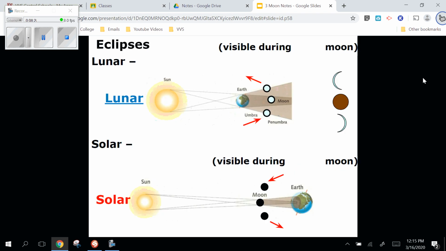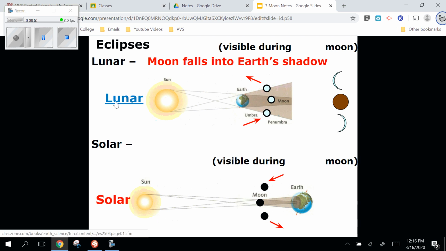All right, eclipses. An eclipse is when light is blocked. A lunar eclipse is when the moon falls into Earth's shadow. Just like you cast a shadow on the ground when the sun is out, the Earth casts a shadow out into space. And as the moon is going around the Earth, if it moves into our shadow, so it's on the opposite side of the Earth from the sun, that's a lunar eclipse.